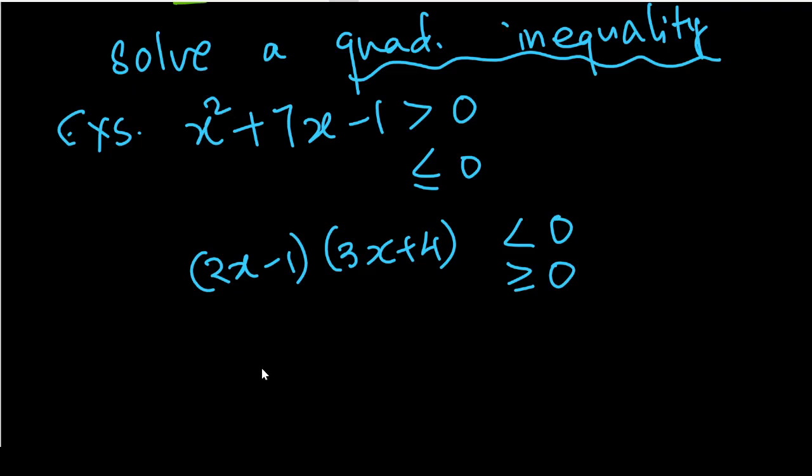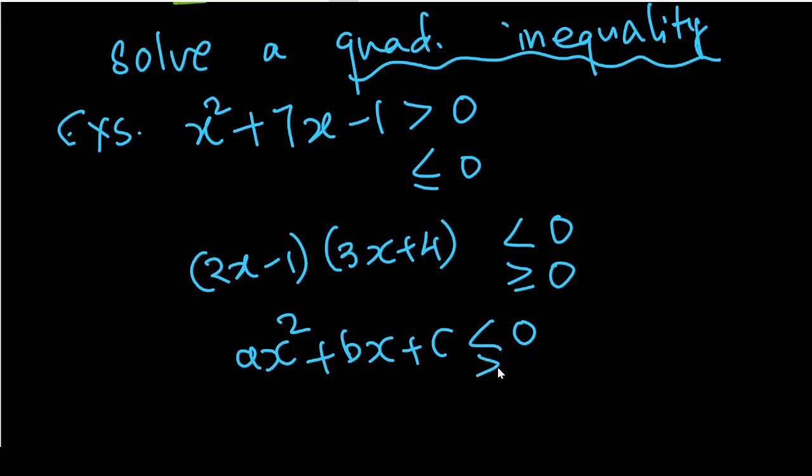On the left hand side, the quadratic expression is there. The generalized format of a quadratic inequality may look like this: ax square plus bx plus c greater than, less than 0, greater than 0, and so on, greater than or equal to 0. Okay, so we are interested in solving a quadratic inequality. We will do it by two methods.